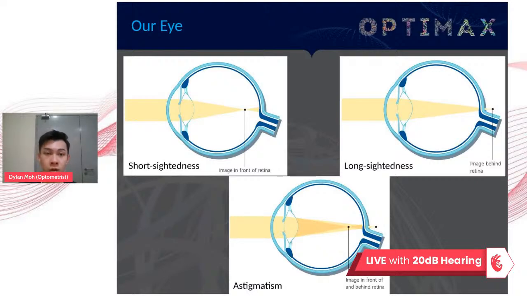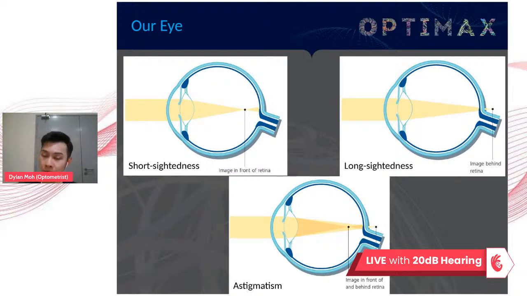So this is what we call short-sightedness. It's because our eyeball is longer than usual, so the light cannot fall on this retina layer. Meanwhile, this is what we call long-sightedness. It's because your eyeball is too short. The light ray has to focus far behind it, so that's why you cannot see things clearly.